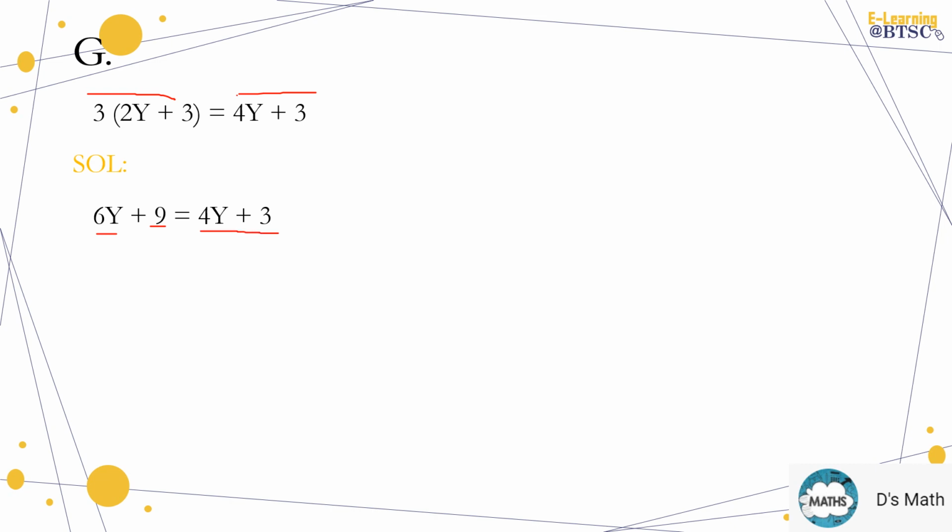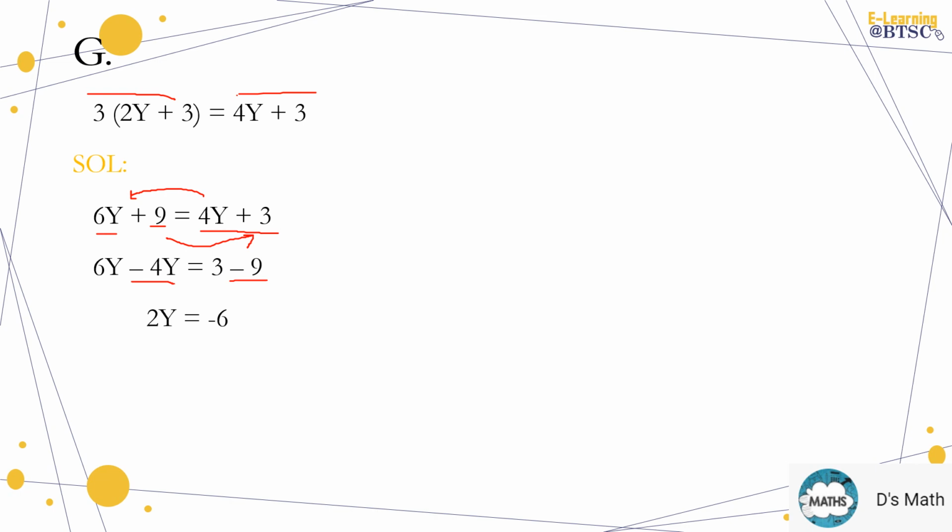Next step will be we will shift variables on one side and the constants on the other side. We will shift constants on one side and variables on the other side. 4y will be shifted on the left hand side and 9 will be shifted on the other side. Obviously when there is a shifting, that means there is a flipping of signs. So we will flip the signs. Plus 4y will be shifted as negative 4y and plus 9 will be shifted as negative 9.